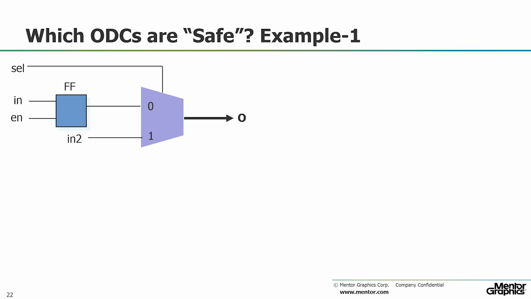Hence, the ODC for register FF would be cell equal to 1, or when the value of the signal cell is equal to 1. Now, with the help of the waveforms, we would look at why this is an unsafe ODC.